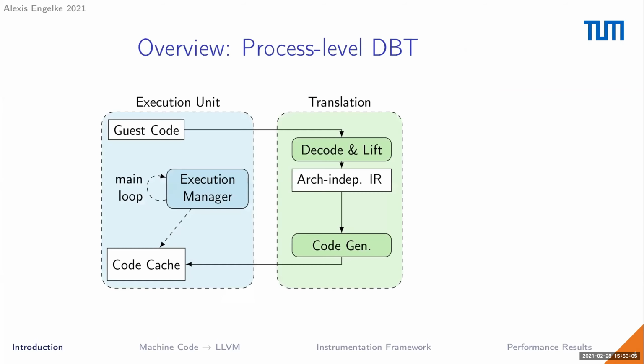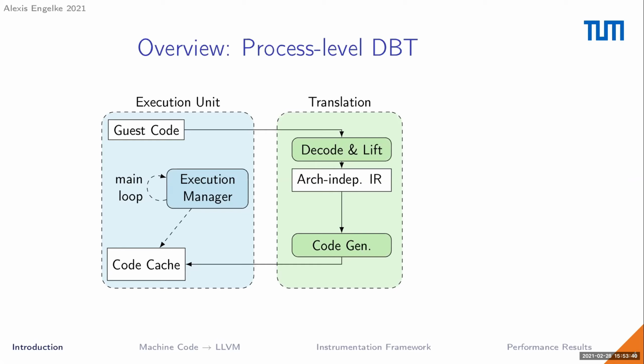So let's start with a look at the process level dynamic binary translator. Essentially, we can split it into two components. The first one is the execution unit, and the second one is the translation unit. We start with the execution unit, and at program startup, we have our guest program, which is what we want to execute, for example, our x86 code, and we want to run it on our ARM machine. So what we do at first is we load the x86 code into our address space, so we have it accessible, and initialize our emulated CPU state.